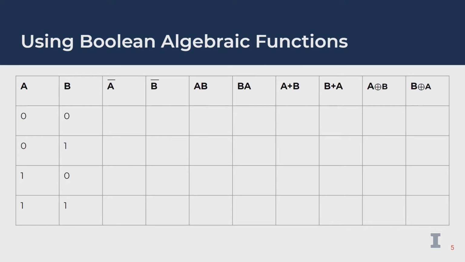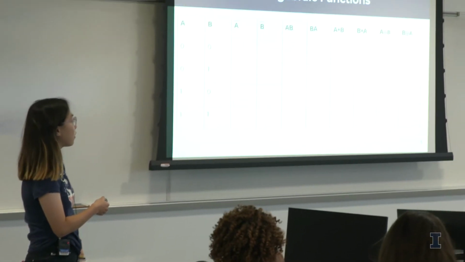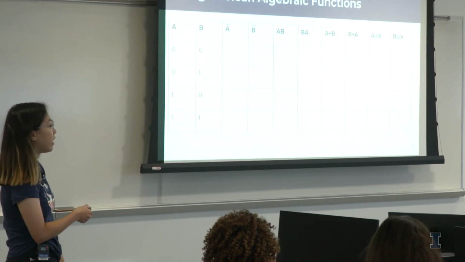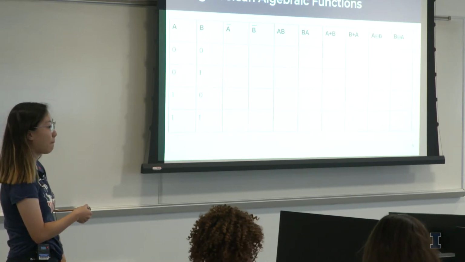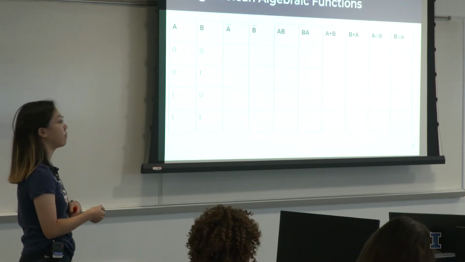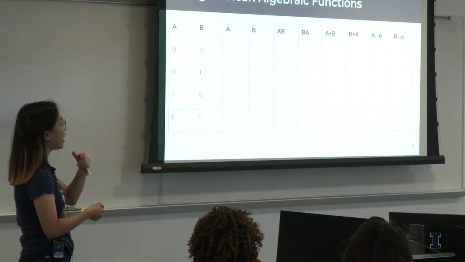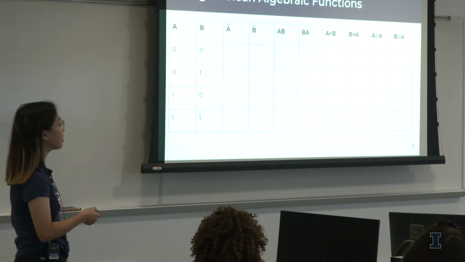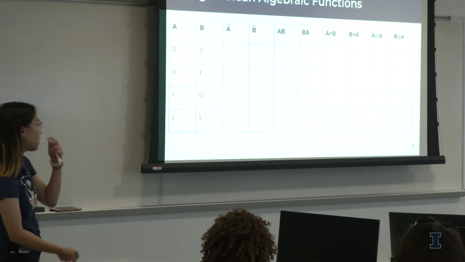For the first row, what's NOT A? 1. NOT B? 1. A AND B? 0. B AND A is also 0. A OR B is going to be 0. B OR A is 0. And then A XOR B is 0, and B XOR A is also 0. So then let's go to the next row.